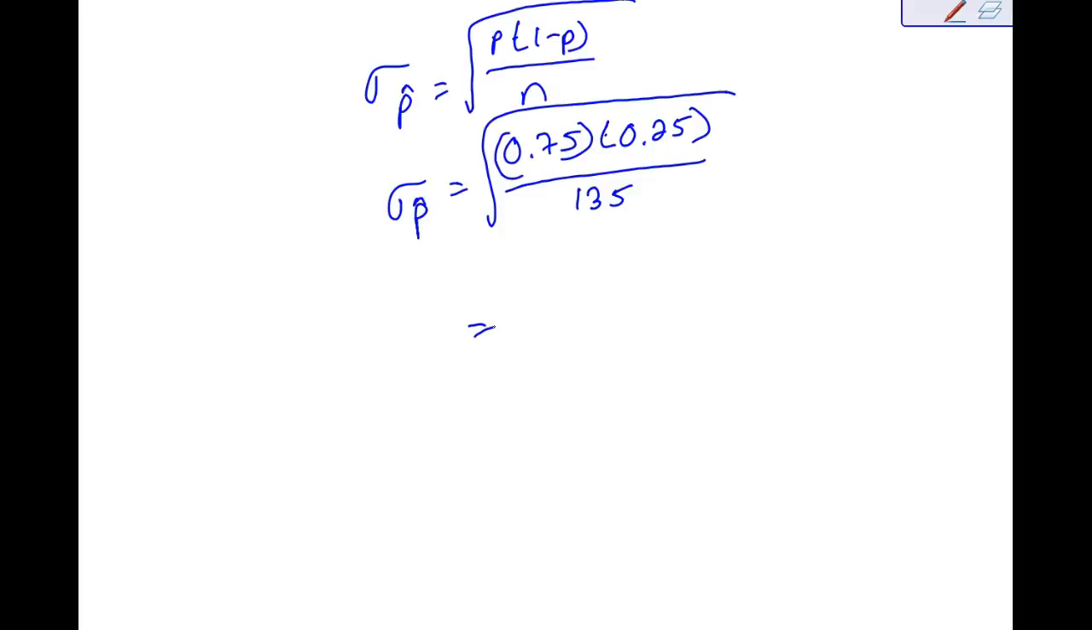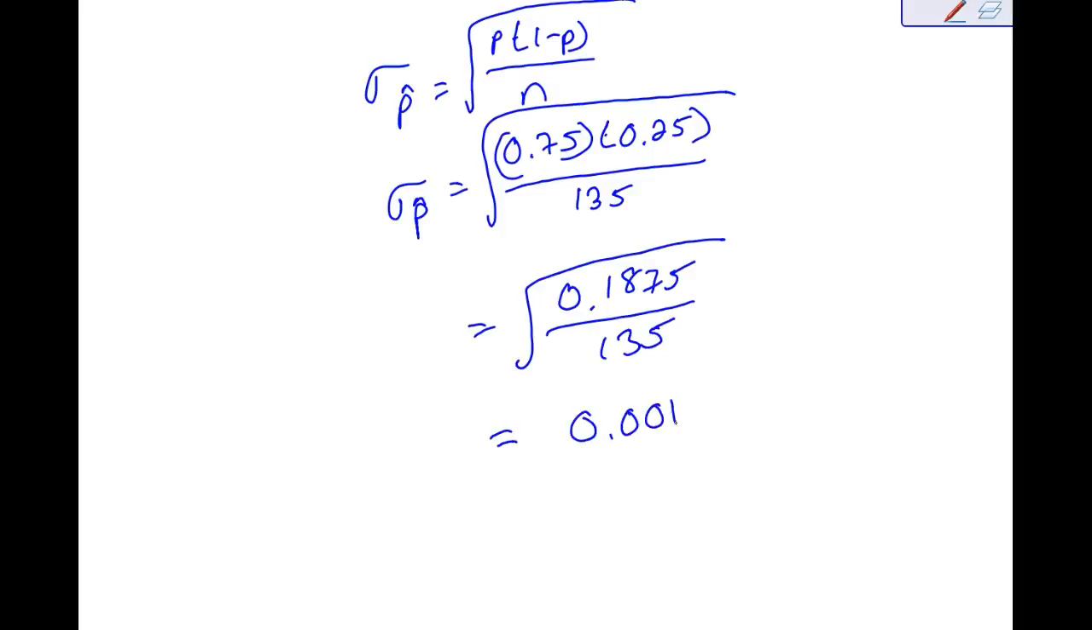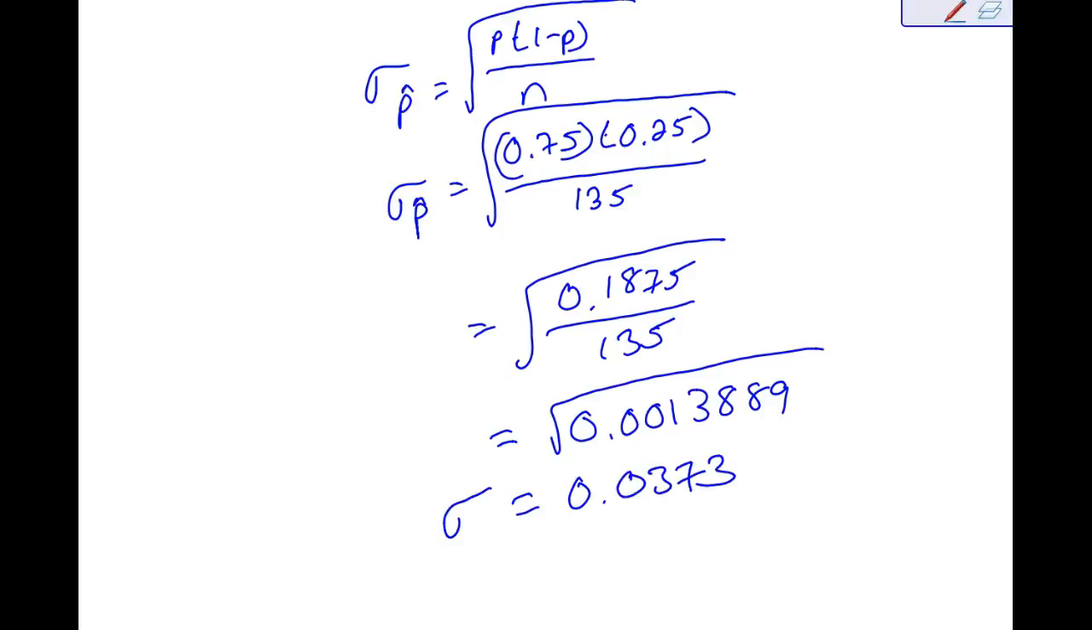I would take 0.75 times 0.25 first, and I would get 0.1875 divided by 135. And then I would actually do that division next, and I get 0.00138889, and then I would take the square root of that. So that gives me 0.0373 as my standard deviation. It gives me 0.03726678. We'll just round it to 4 decimal places for right now. Okay?